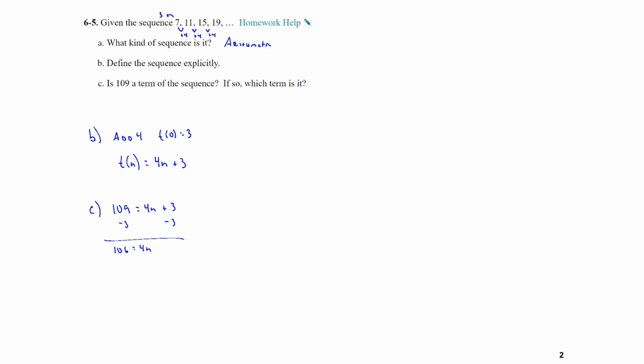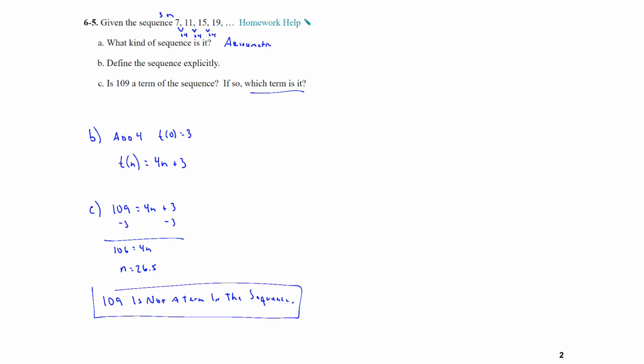So I get 106 is equal to 4n. 106 divided by 4. 4 doesn't go into 106 evenly, but I'll figure out what the value is. Let's see, we got n is equal to 26.5. So it doesn't come out as a positive whole number, so therefore 109 is not a term in the sequence. And since it's not, we don't need to answer which term it is because it's not a term. So we just want to know that 109 is not a term in the sequence.